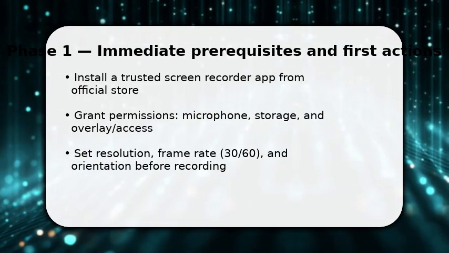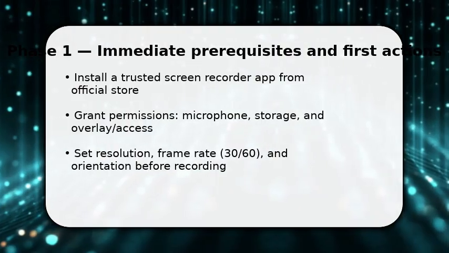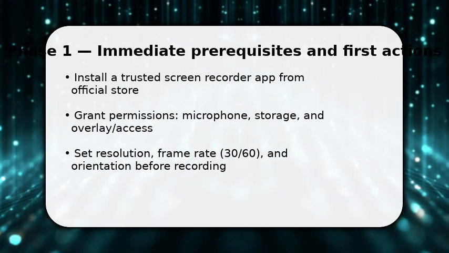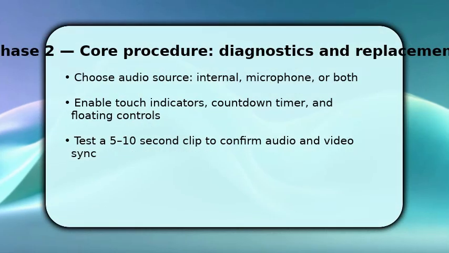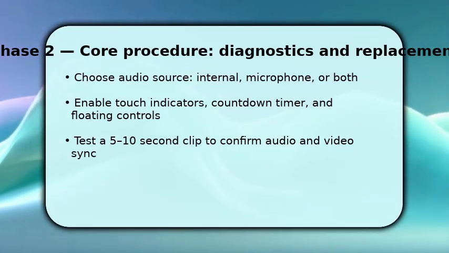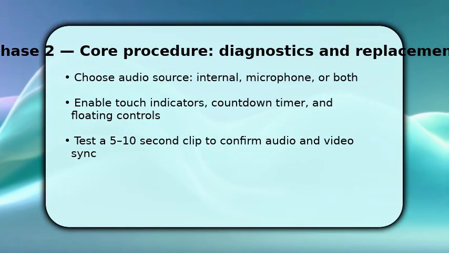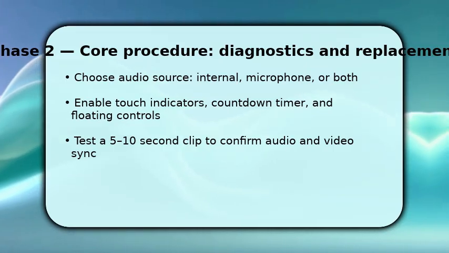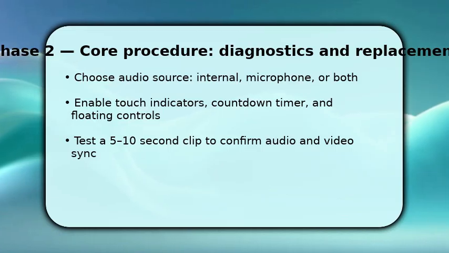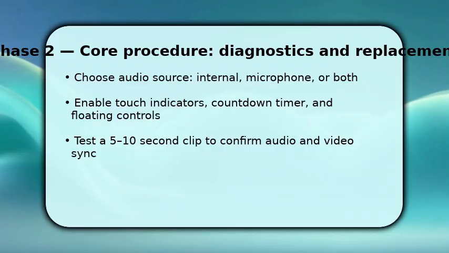You do this now because setting these options later can interrupt a clean take, and establishing permissions avoids recording failures mid-session. Next, configure audio and on-screen settings. You should pick internal audio or microphone depending on whether you need system sound or voice narration. Selecting both captures everything. Then enable touch indicators and the countdown timer so viewers see taps, and place floating controls where they won't block important UI.